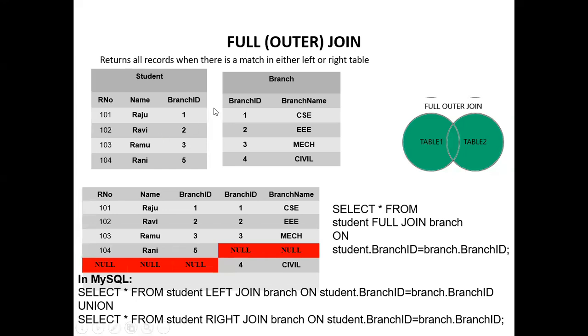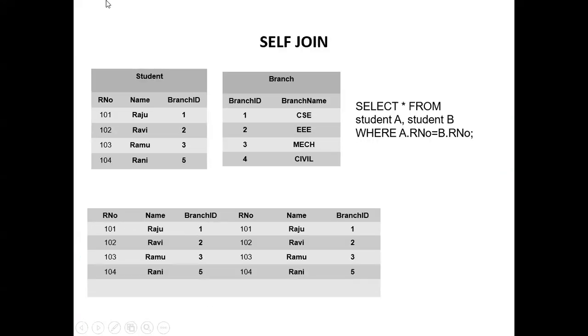Next, self join. In the self join, we are going to combine one table with the same table. In such a case, we have to use this SQL statement: select star from student table. As we are going to join the same table with the same table, in such a case we need to keep alias names. So I'm using the student table and also joining with the student table only, so you need to keep alias names for this student table.